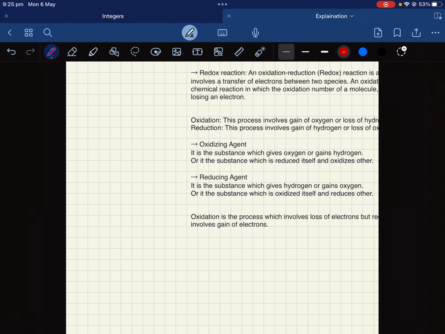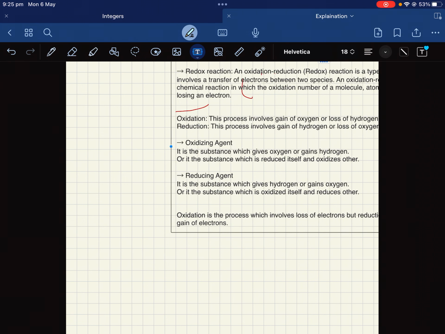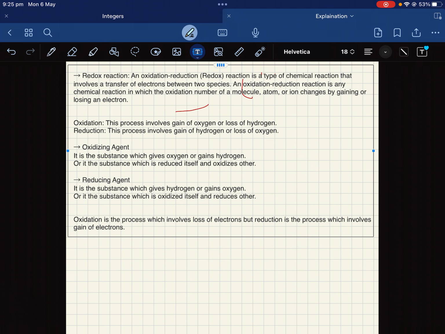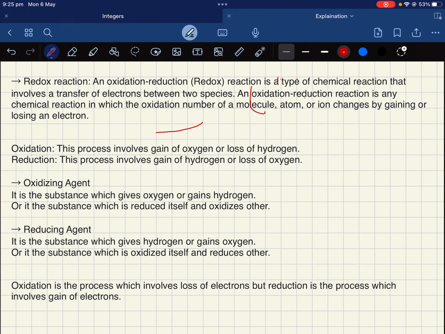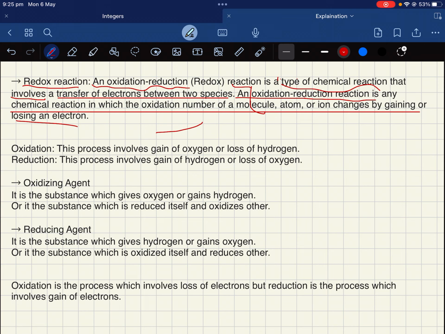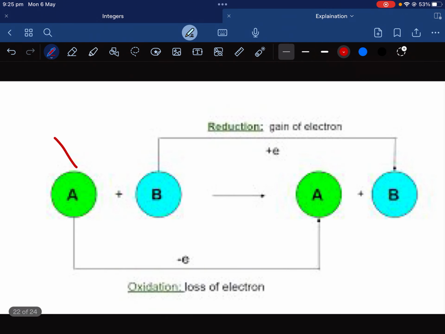Next we have redox reaction, the last topic of this chapter. Okay, so redox reaction, an oxidation reduction reaction, is a type of chemical reaction that involves a transfer of electrons between two species. An oxidation reduction reaction is any chemical reaction in which the oxidation number of a molecule, atom or ion changes by gaining or losing an electron.